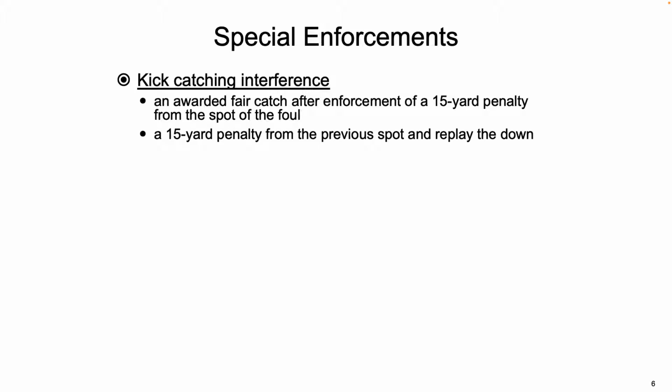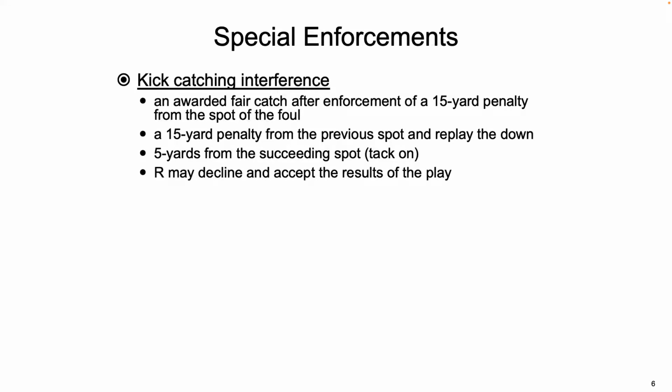They always had the choice of taking a 15-yard penalty from the previous spot and replaying the down, standard previous spot enforcement, or again they can take 5 yards from the succeeding spot, where actually if you think about it, if the foul occurred way back at the 10-yard line and there was a big return, taking the succeeding spot enforcement is better. So again, as officials, we need to think about the enforcement spots and make sure we help the team pick the best one. And again, R may decline and accept the results of the play. In some weird situations may also apply.